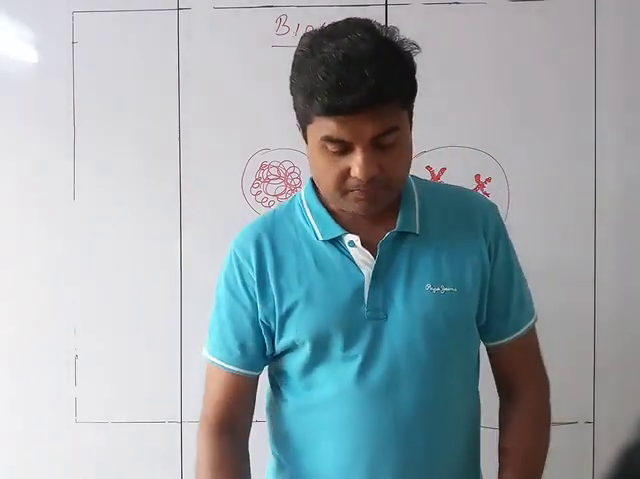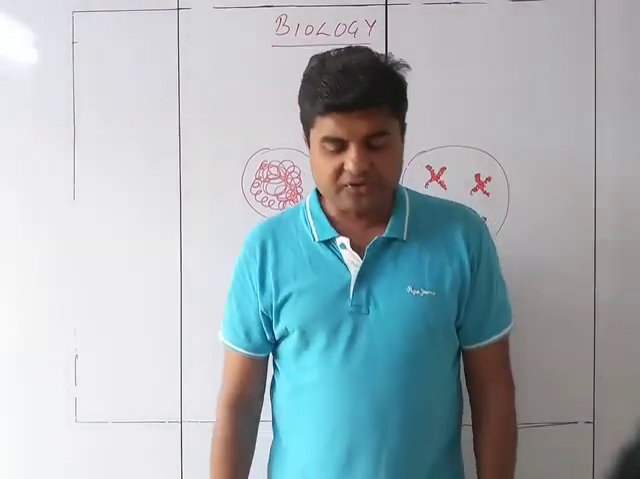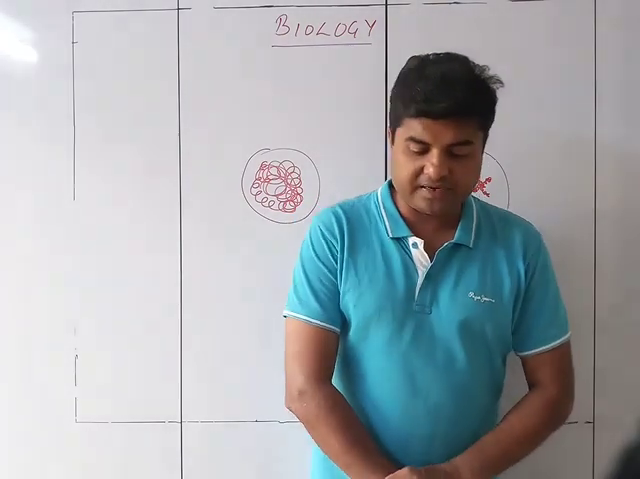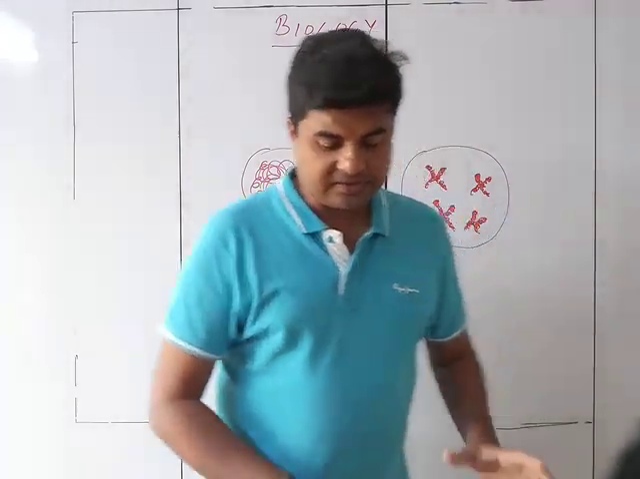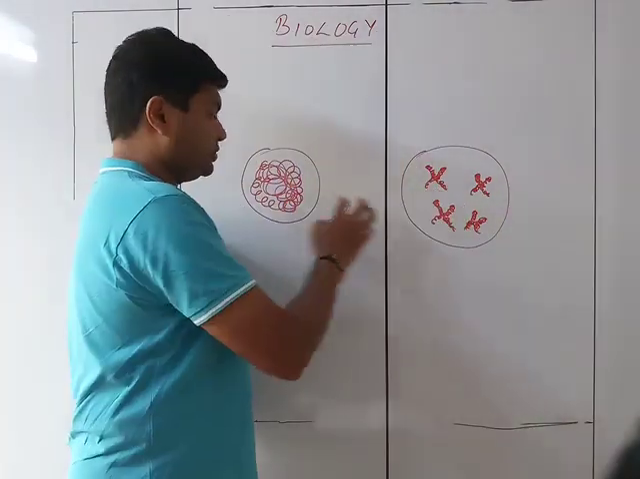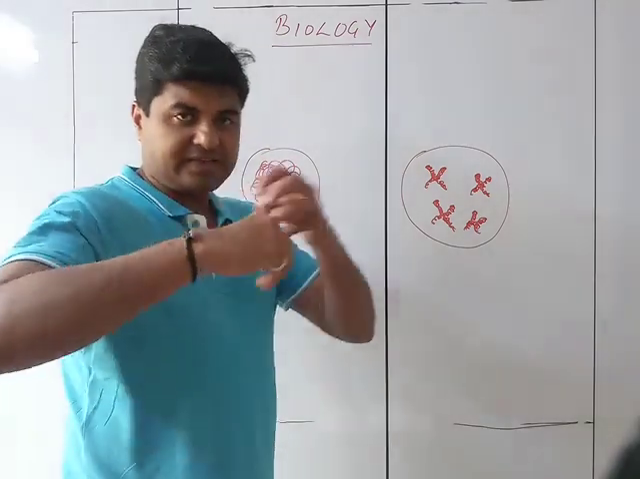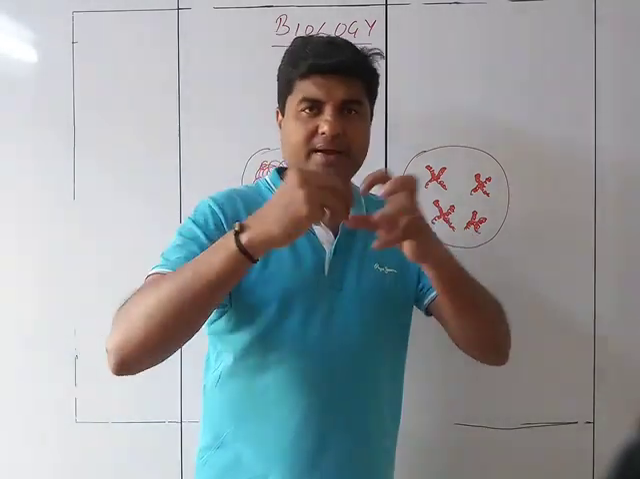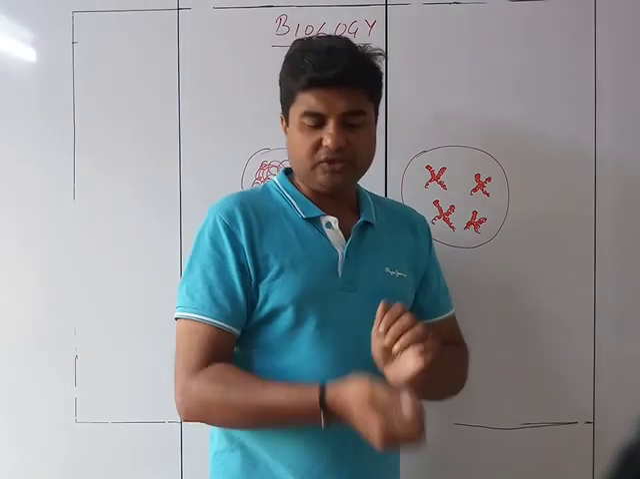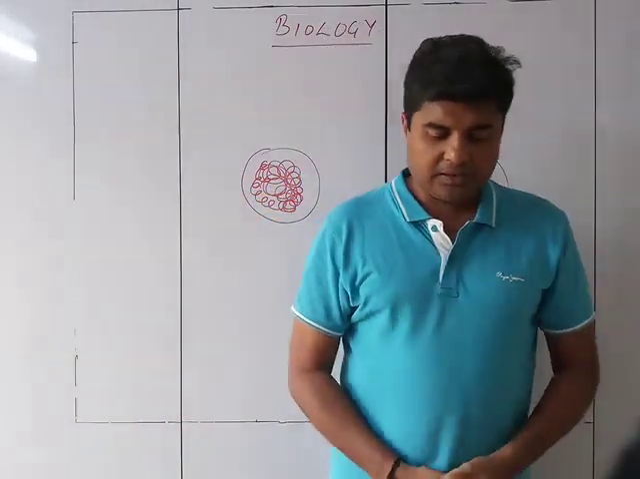chromatin fibers. As the cell begins to enter the first stage, that is the prophase of the cell division, the chromatin fibers condense to form chromosomes. So these chromatin fibers condense, they wind up, they keep on winding up and form a condensed form which is called the chromosome.